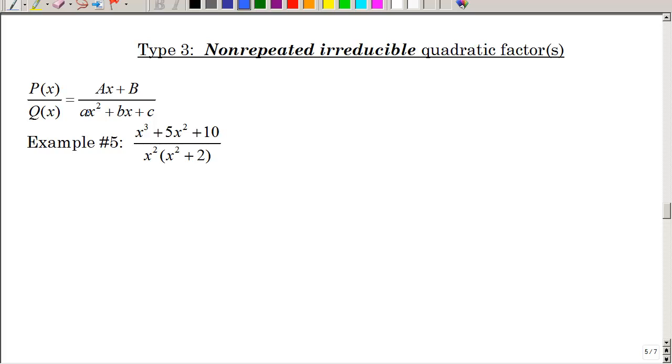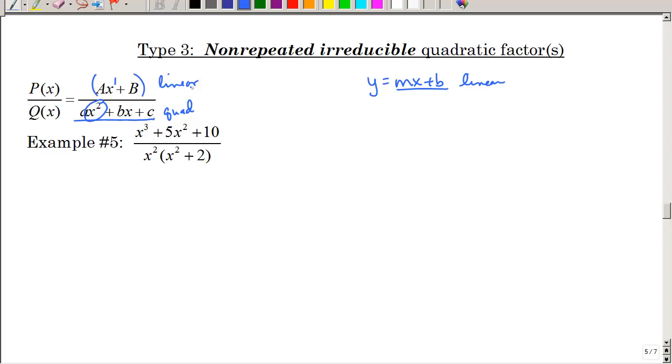Now we're going to see what happens when we have non-repeated irreducible quadratic factors in the denominator. As in, if we have a trinomial that doesn't factor, how are we going to set that up? If we have a second degree in the denominator, we need a first degree in the numerator. So instead of a constant, we're going to have Ax plus B. That may remind you of y equals mx plus b. That's linear. So we're going to have linear over quadratic.